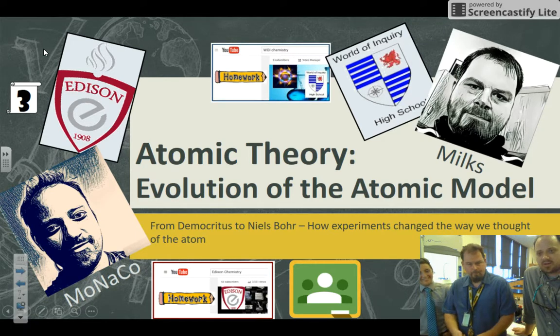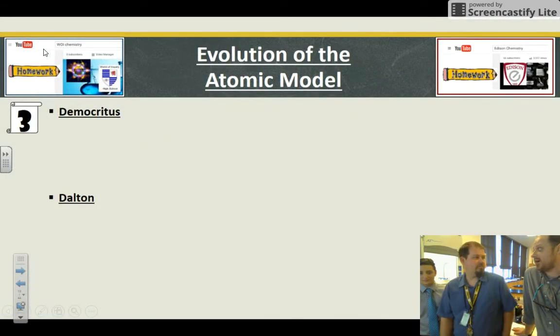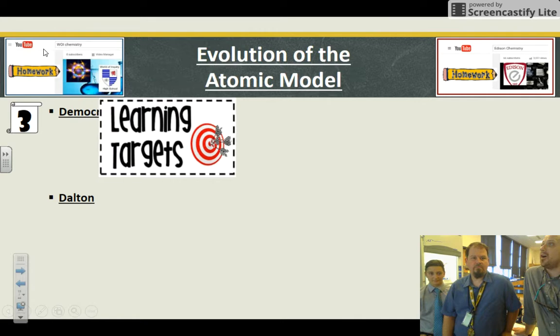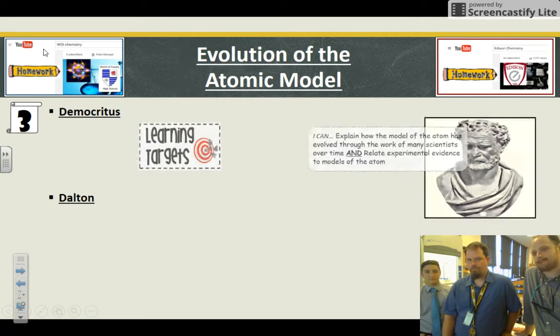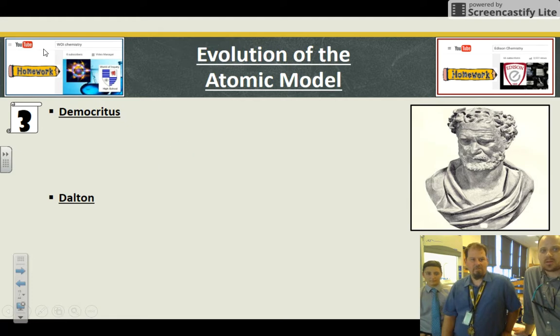I love the evolution of the atomic model because it connects to history. This is your jam. You like this stuff. From Democritus to Niels Bohr, the model of the atom changed over time. So there's your learning target: explain how the model has evolved and relate evidence to models of the atom. Okay, first dude, Democritus.